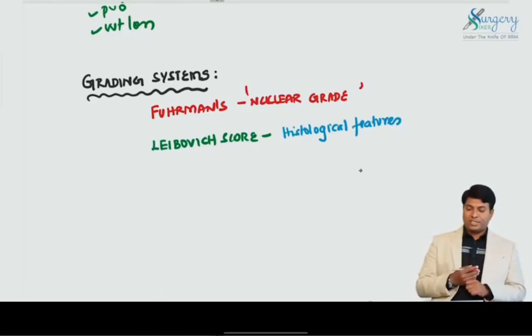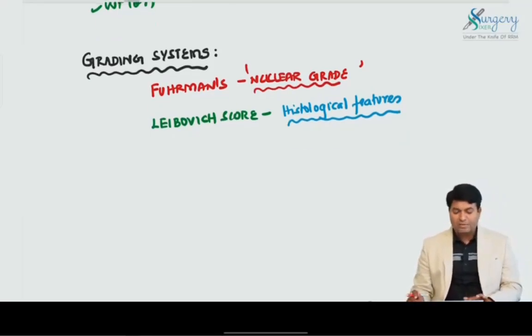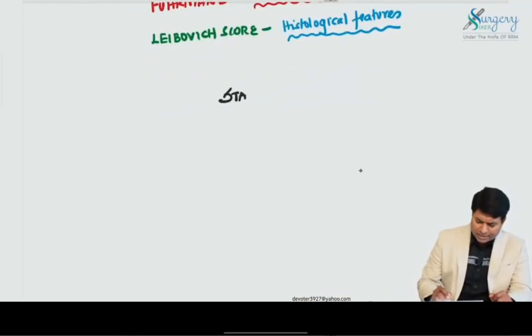Leibovitz scoring system. Leibovitz scoring is based on histological features. The nuclear grading system is Fuhrman's grading system. So please don't forget Fuhrman grading and Leibovitz score. Very important for your exams. Now let me tell you the staging system given in Bailey and Love.